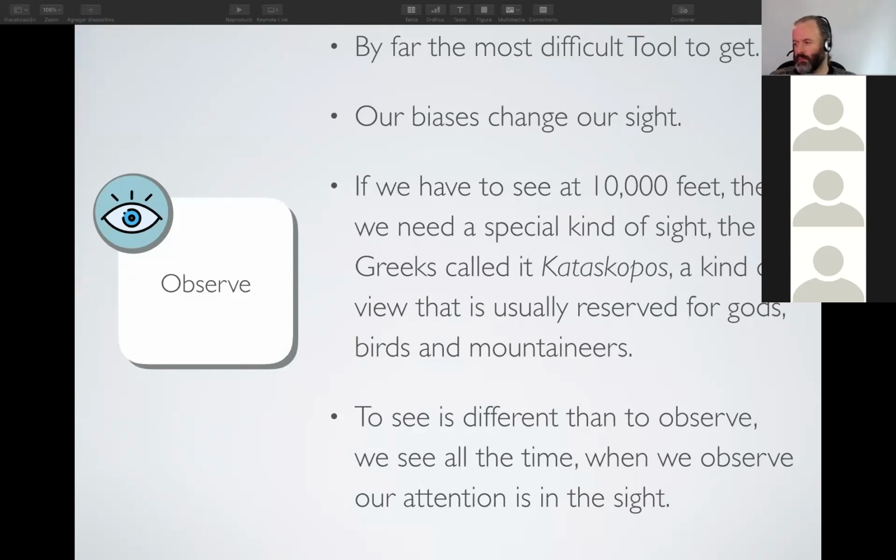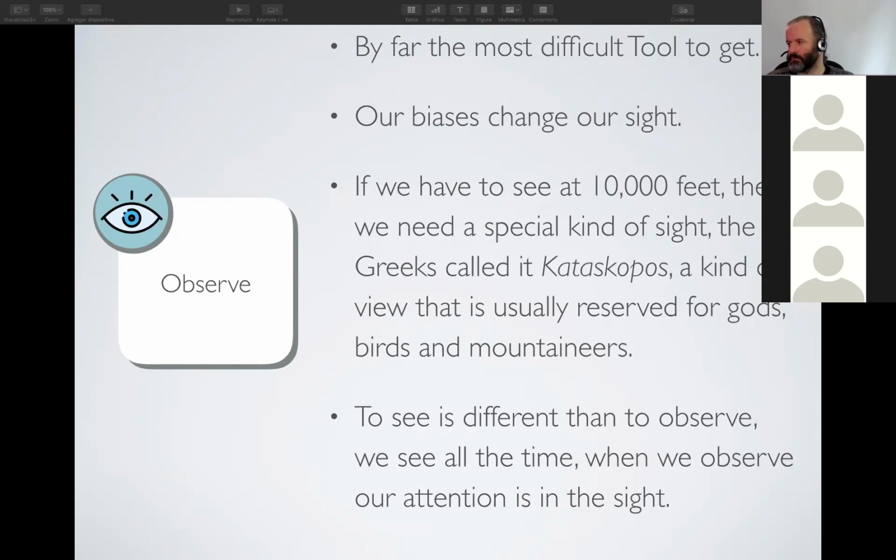We see all the time. We only observe when our attention is on what we are seeing. So in every challenge that I have in system dynamics, the person I'm with says, "Oh, go take a step back. You have to be farther from the problem, from the system." But that is, as I said, the most difficult tool to have.